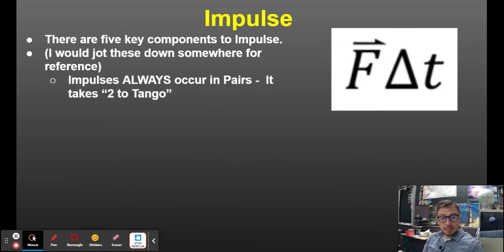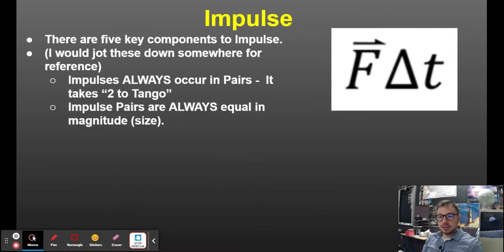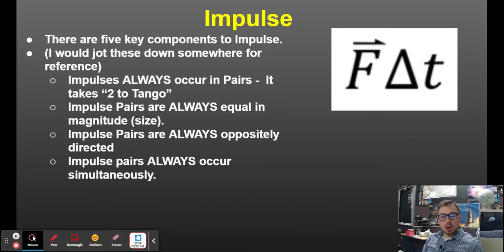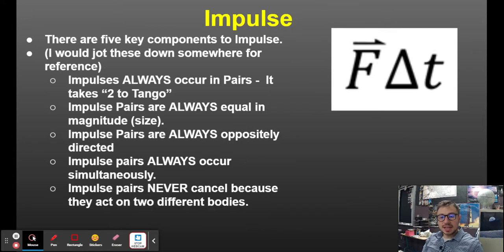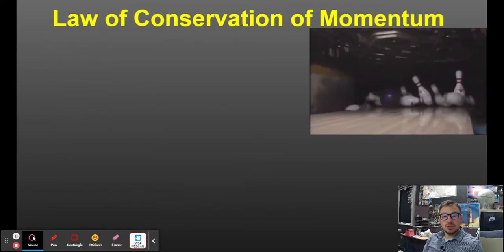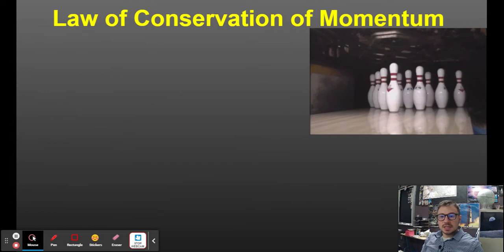So impulses must always occur in pairs. They're always equal in magnitude. They're always oppositely directed. They always occur simultaneously. They never cancel because they act on two different bodies. And these look very similar to the force pairs that we learned about in Newton's third law. So this implies a couple things, right?